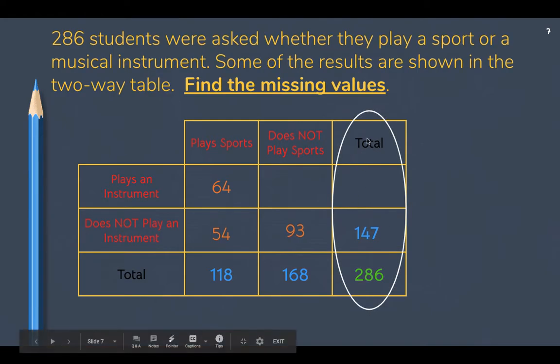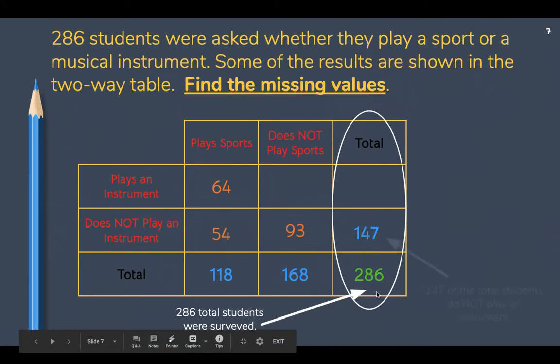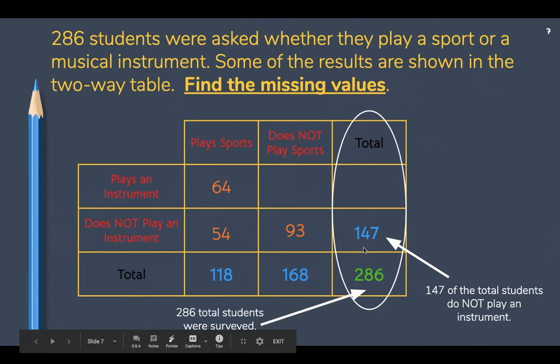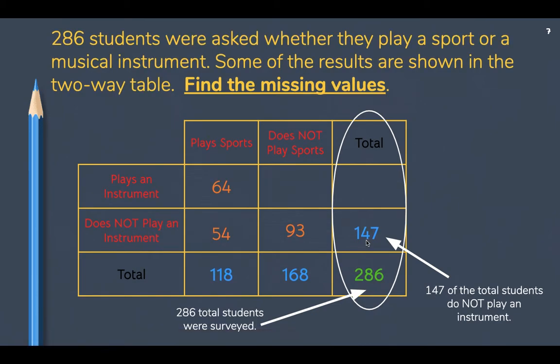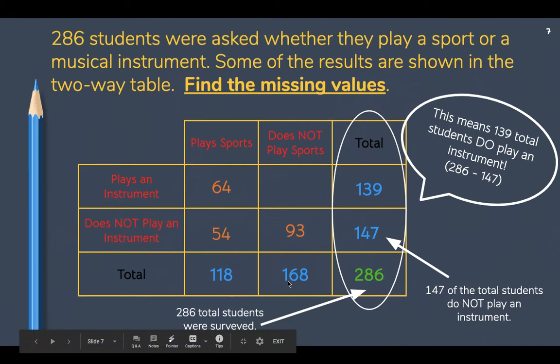Let's look at this total row. So if we knew 286 students were surveyed, we know that of those 286, 147 of them did not play an instrument. So what is left? We subtract 286 minus 147, and we get 139. These two totals added together need to equal this. These two totals added together need to equal 286 as well.